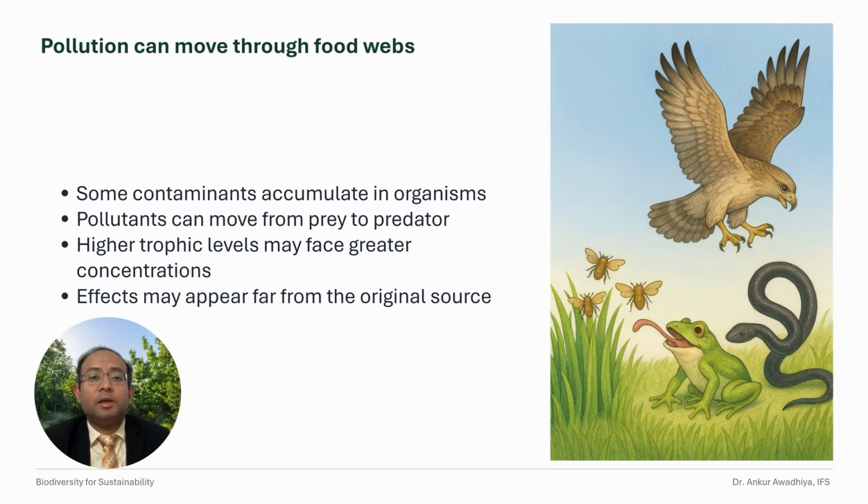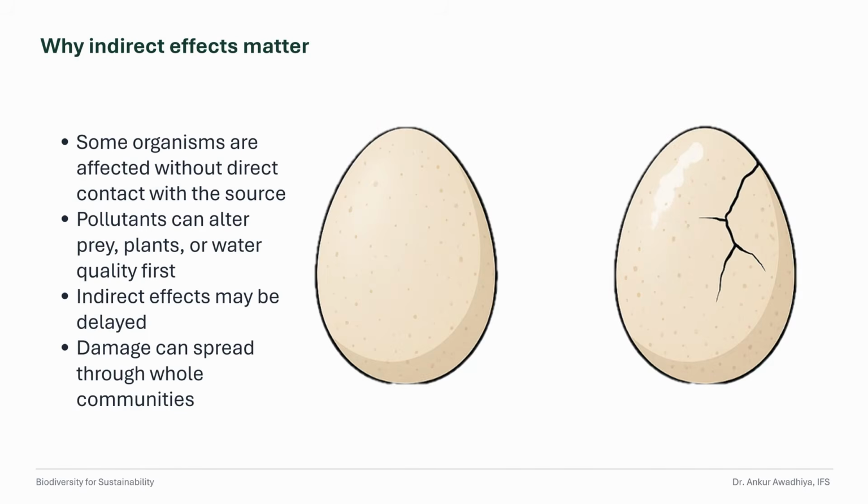Apex predators, large fish, birds of prey, and marine mammals can be among the most heavily affected, even with no direct contact with the original pollution source. An organism may decline not because it was directly exposed to a pollutant, but because its food source changed, its breeding habitat deteriorated, or a species that it depended on was affected first.